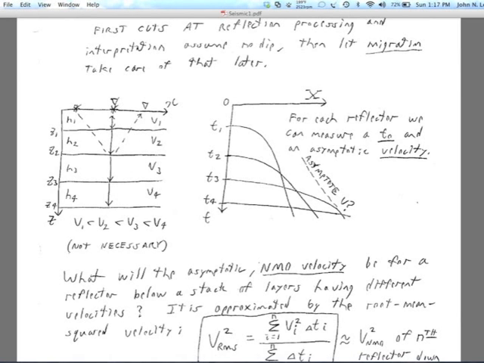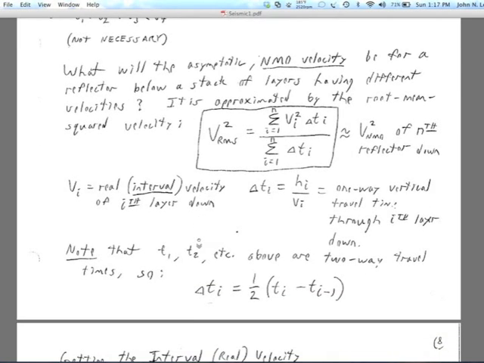The reflection off reflector number two goes through layer one and layer two, and it doesn't go at all through layer three or layer four. So this reflection from layer two doesn't tell us anything at all about layer three or layer four, or reflectors three or four. It has nothing to do with those. All we can determine from a reflection is the velocities of the layers above the reflector.